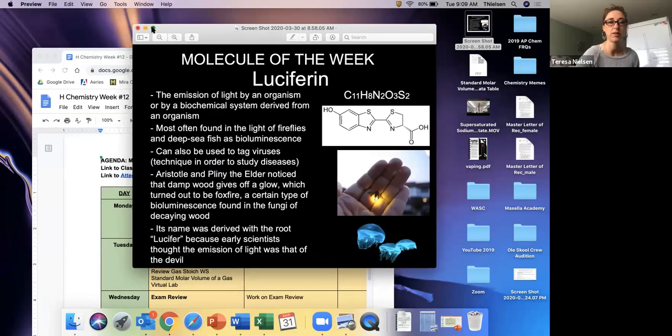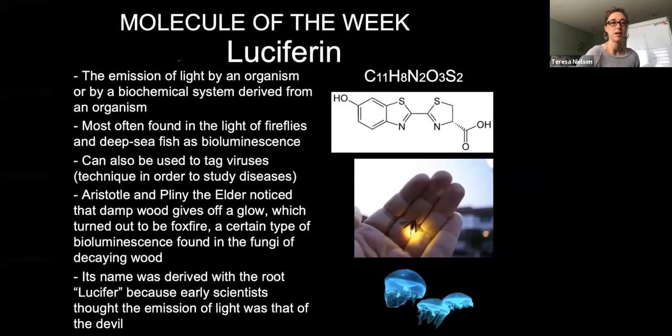All right, molecule of the week this week is luciferin. Luciferin is a molecule that's found in bioluminescent organisms. And when organisms emit light, it's because of this chemical that you see here. It's found in the light of fireflies and in deep sea fish as bioluminescence, such as the anglerfish, or even in plankton, like dinoflagellates that are capable of bioluminescence.